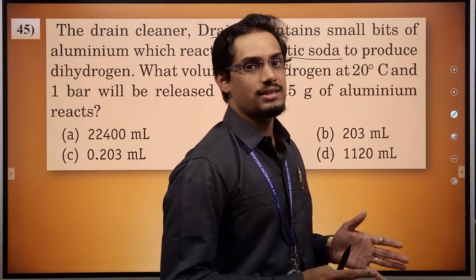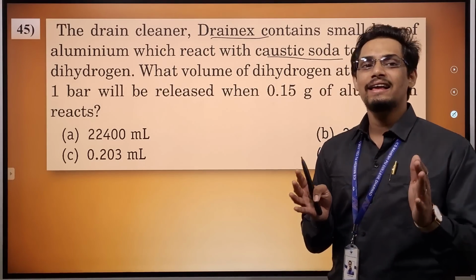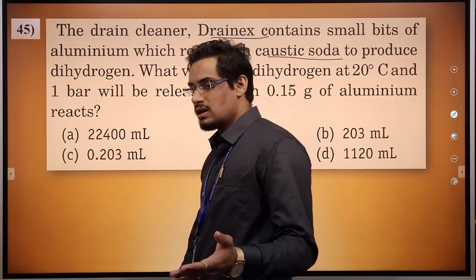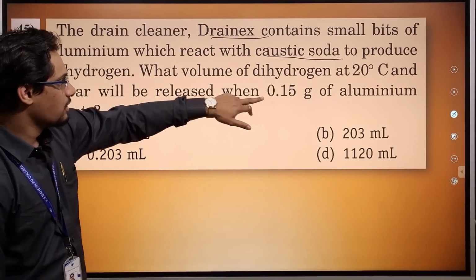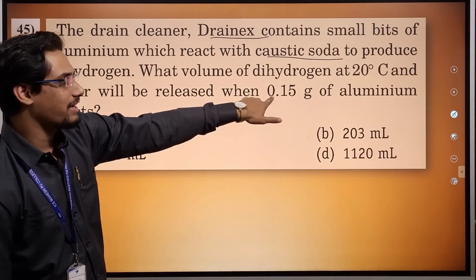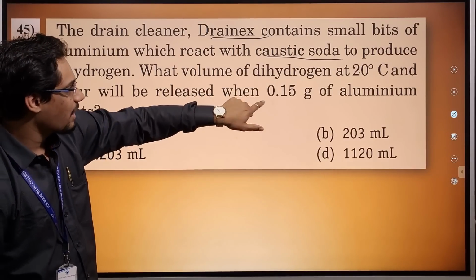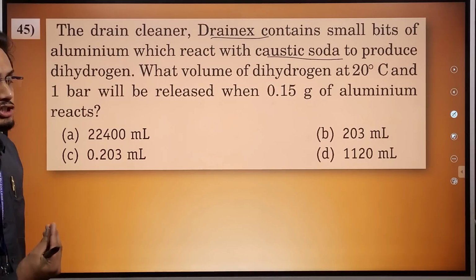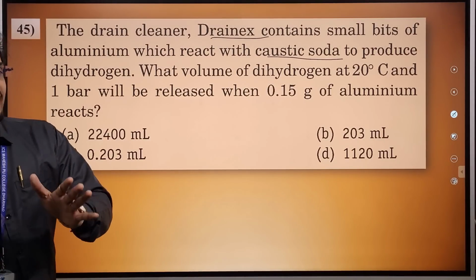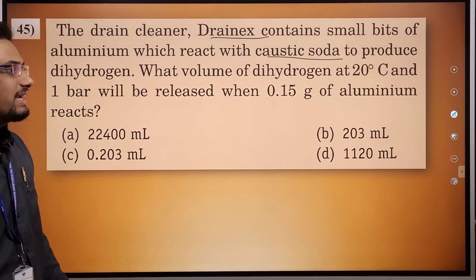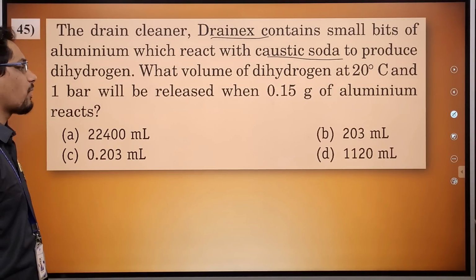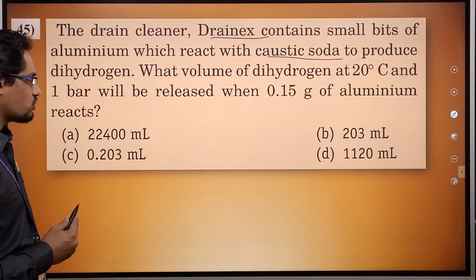Whenever such questions appear in CET, I recommend you attempt this at the last, because there are no cancellations. Aluminium is 27 grams, and this is 0.15, there is no cancellation point. Whenever there are no cancellation points, you try to keep it at the end, because it would be a tedious arithmetic problem. See, let us go and solve this.